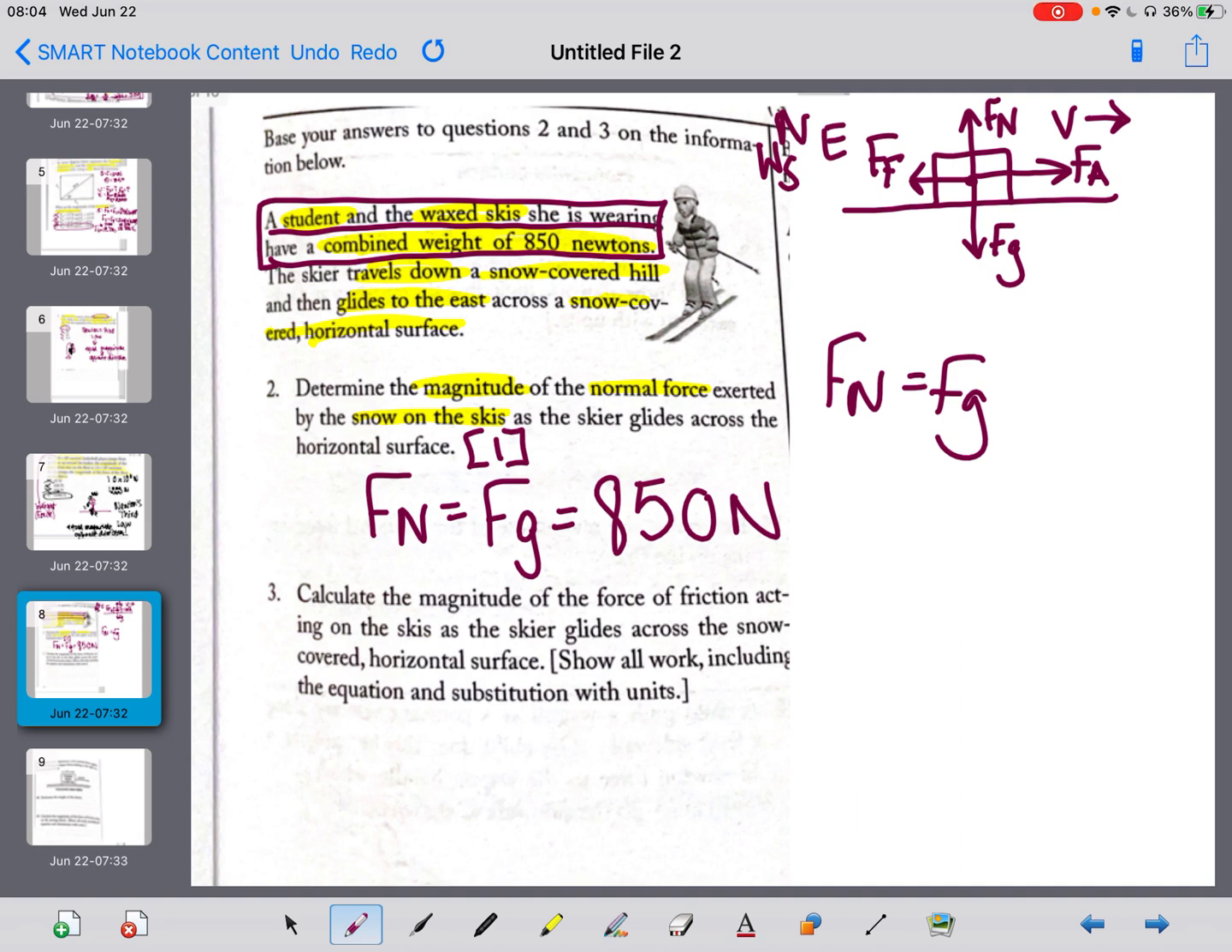Okay, but now number 3 gets a little trickier. It says calculate the magnitude of the force of friction acting on the skis as the skier glides across the snow-covered horizontal surface. Okay, she does have skis on. They are wax skis specifically. So I want to write that down, right? Wax skis on snow, and she's moving, because she's gliding. So that is very specific information.